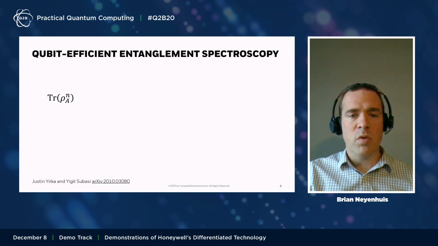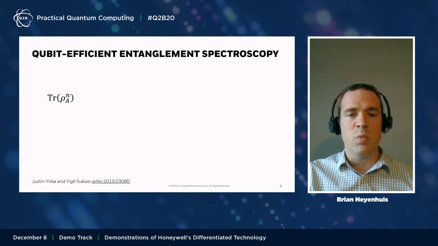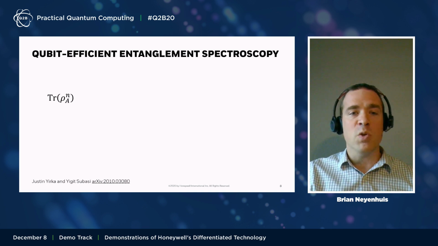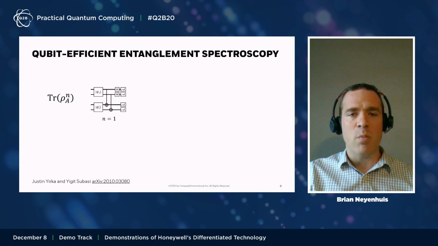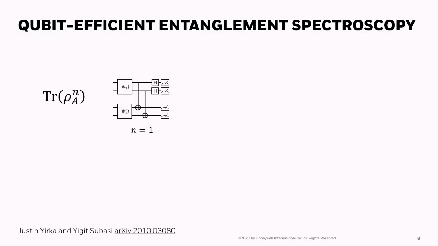I'll give you one last example from Justin Urka and Id Subashi at University of Texas and Los Alamos National Labs, respectively, where they showed how to do qubit-efficient entanglement spectroscopy. In entanglement spectroscopy, usually what you're trying to do is measure the trace of powers of your reduced density matrix. One way to do this is with what's called a 2-copy test, where you make 2 copies of your quantum state, you entangle them with these CX gates as shown, and then you measure the output.